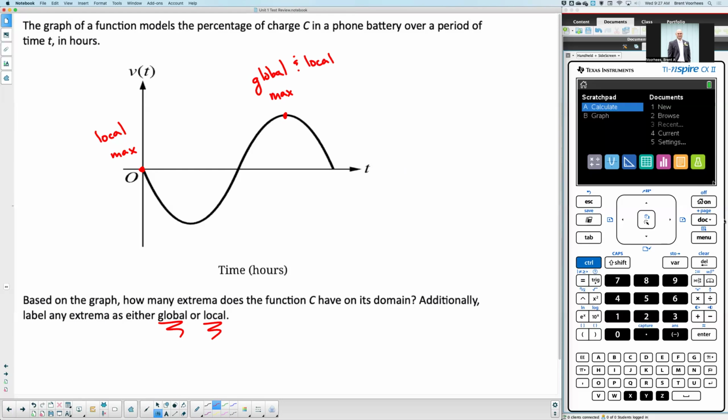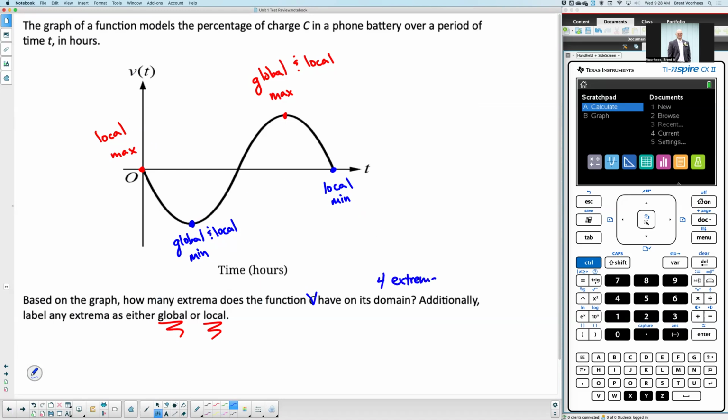Okay. How many minimums do you see? Two. Very good. So what type of minimums are they? What about this one? If it's a global, guess what it will also always be? Again, everything's always a local. It's just a matter of whether or not it's also a global. Local just means in the area, it's a minimum. But global means it's the lowest overall. And this should be a letter V because that says V of t. Based on this graph, how many extrema does the function V have on its domain? We have 4 extrema.